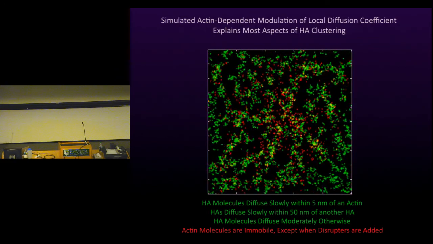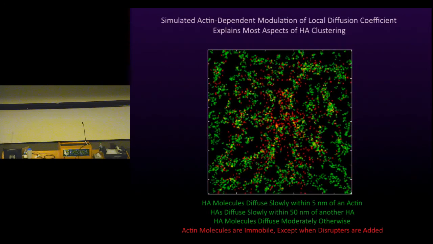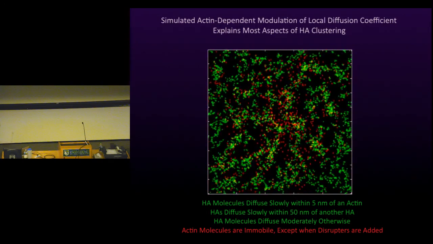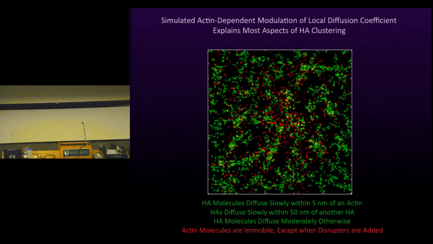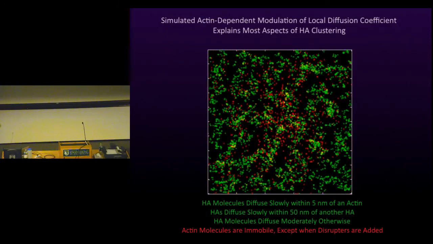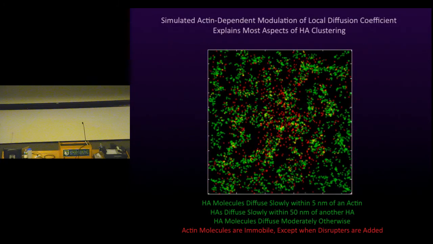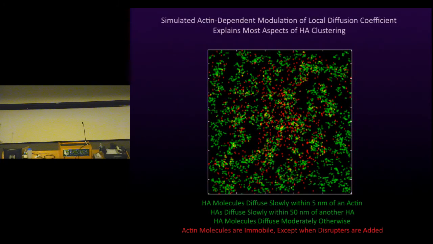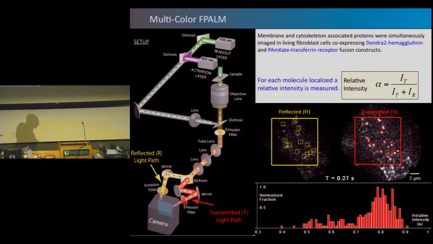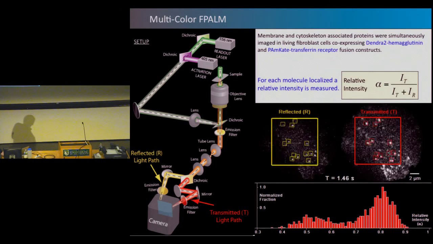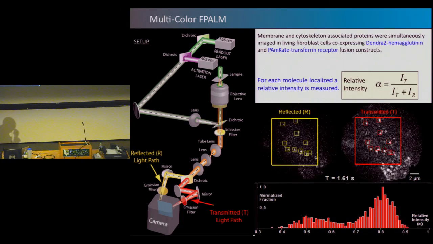I allowed them at some point to be disrupted as though we treated with a drug, and you see that the linear clusters go away, and you do get more globular HA clusters that correlate with the actin still. So this simple set of rules explains a lot of what we see. And so the question is only, what could it be that's interacting with the HA? And so to be able to image actin and HA and an adapter protein, we would need to be able to image 3 things.